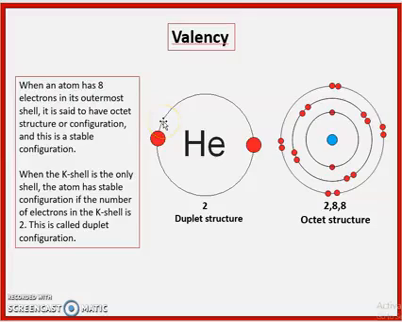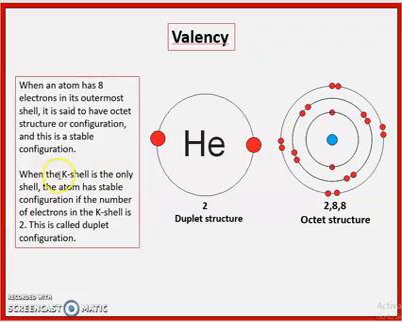Then, coming to valency proper. When an atom has 8 electrons in its outermost shell, that atom is said to have octet structure or octet configuration. This kind of configuration is stable. For instance, this is argon. Argon has 2, 8, 8. In the outermost shell, it has 8 electrons, so it has octet structure, and this structure is a stable structure.